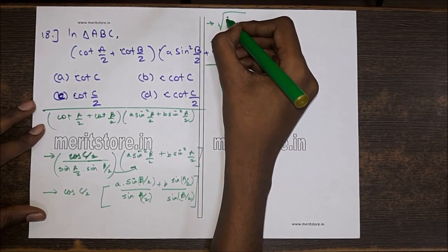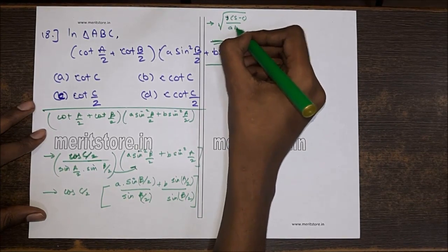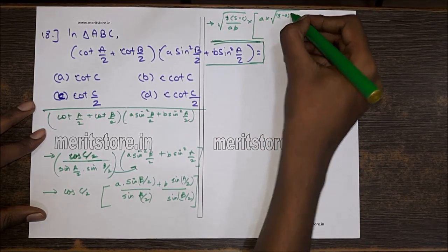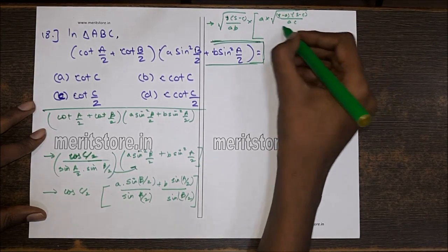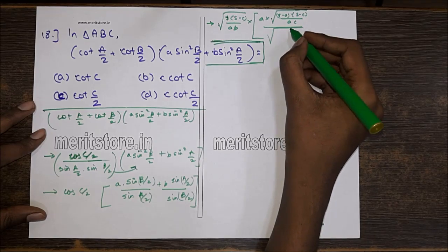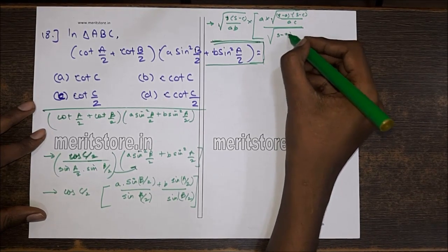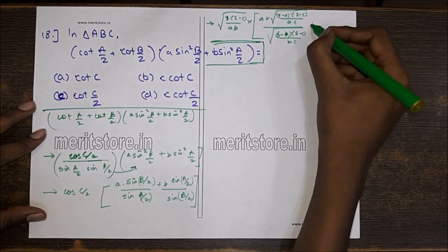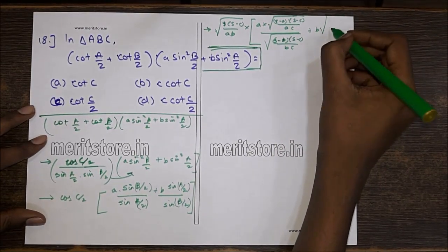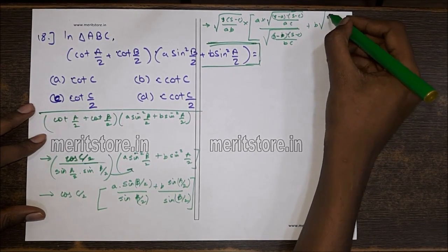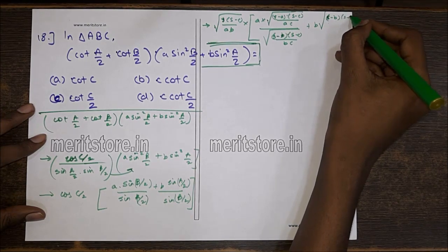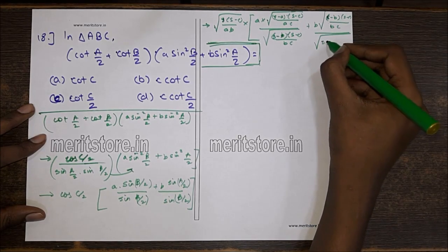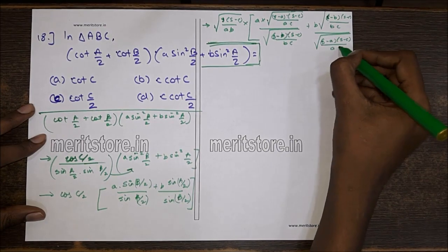root of, for cos C it is root of s into (s minus c) upon ab, into a into sin B by 2, which is root of (s minus a) into (s minus c) upon ac, divided by root of, sin A by 2 is (s minus a)(s minus b) upon bc, plus b into root of, for sin A by 2 again, (s minus b) into (s minus c) upon bc, divided by root of, for sin B by 2 it is (s minus a) into (s minus c) upon ac.